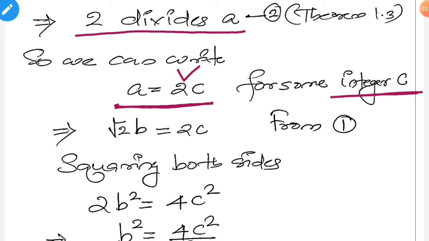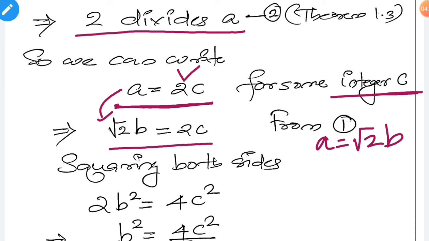And from the first equation we have a equal to root 2 b. Just substitute a equal to root 2 b. So root 2 b equal to 2c.